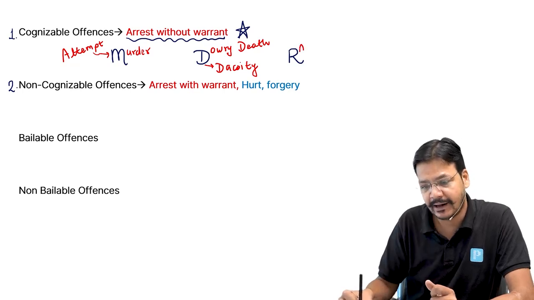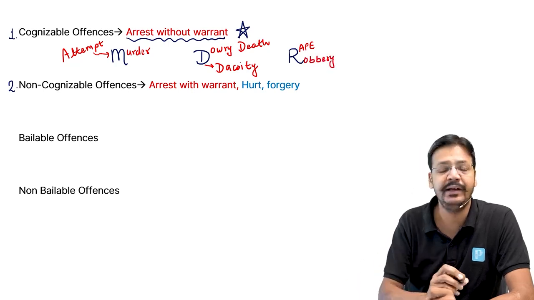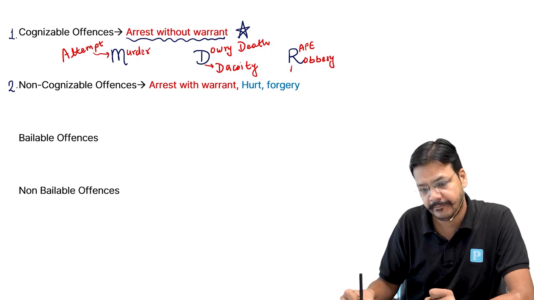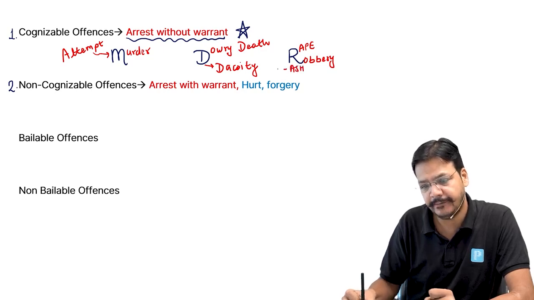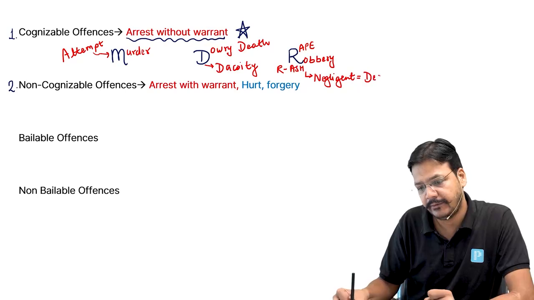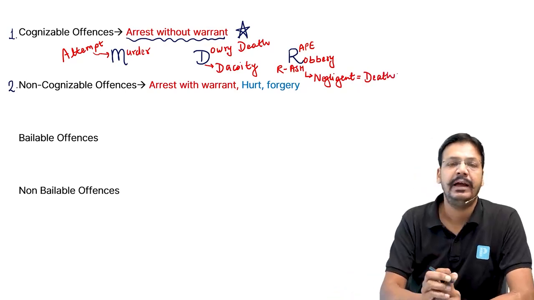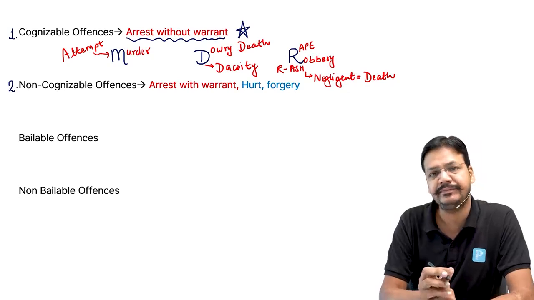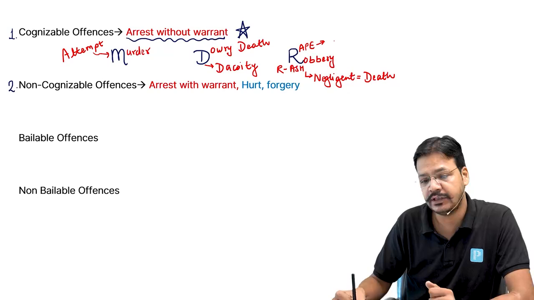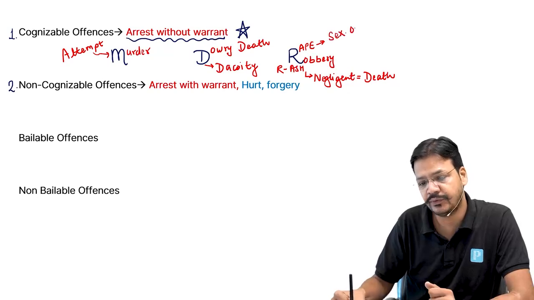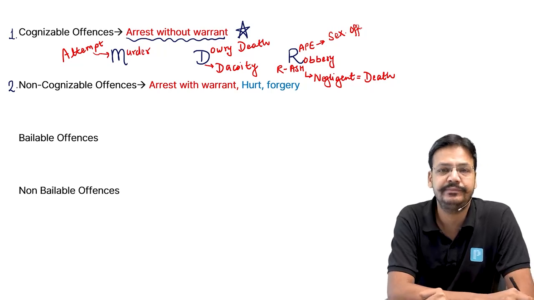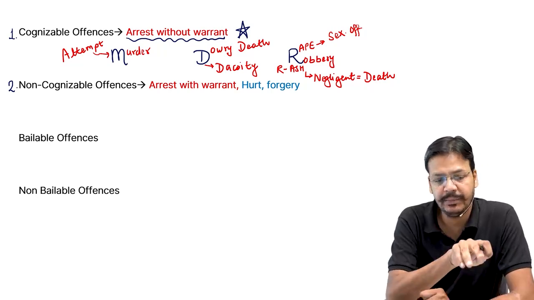R, what is R? Rape, robbery, and rash and negligent act leading to death. And even if rape is a cognizable offense, you can write down that all sexual offenses are cognizable offenses. So you can remember MDR.